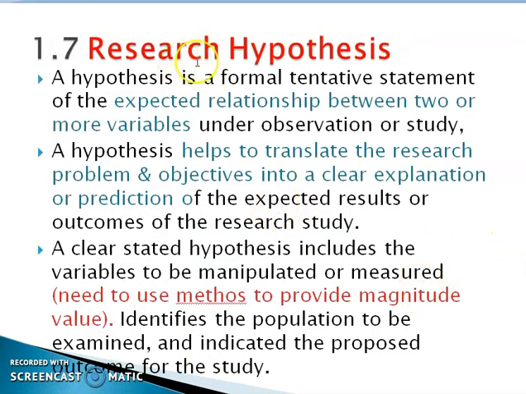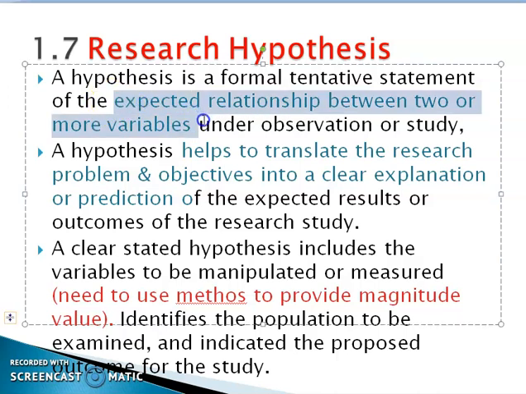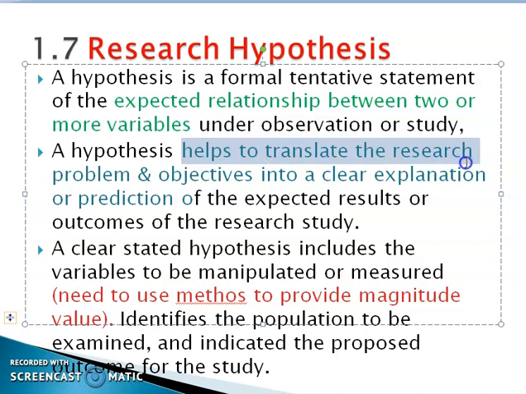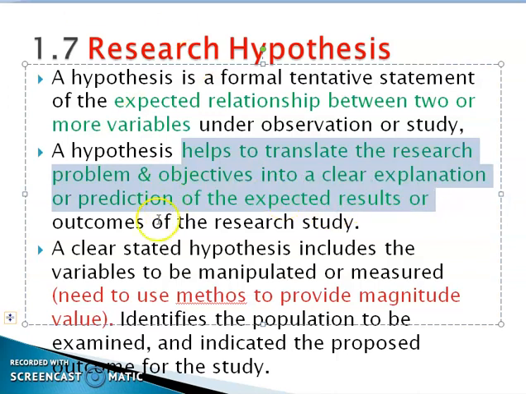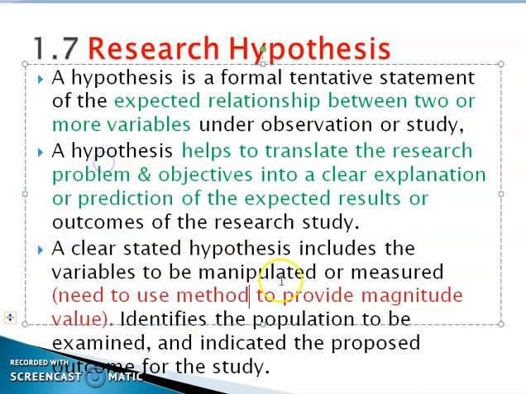Okay, now is the research hypothesis. A hypothesis is a formal tentative statement of the expected relationship between two or more variables under observation in the study. A hypothesis helps to translate the research problem and objective into a clear explanation or prediction of the expected result or outcome of the study. A clearly stated hypothesis includes the variable to be manipulated or measured, and needs to use a method to provide a magnitude value. Of course, we want to observe the value of the coefficient, so we have to use a method. By using the method, we will produce the magnitude value. This will identify the population, for example, to be examined and indicate the proposed outcome for the study.